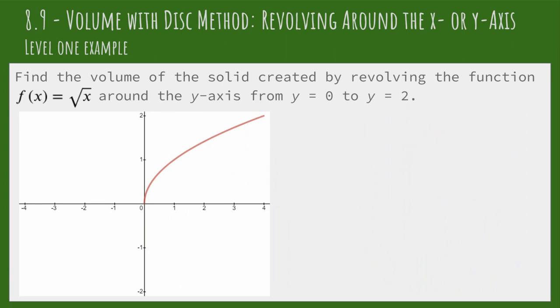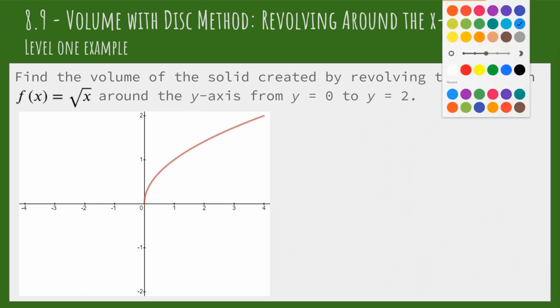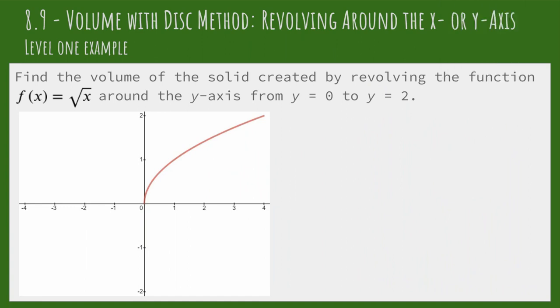In our second example, it looks like the same problem. The difference here is that we are revolving now around the y-axis, and we're going from y equals 0 to y equals 2. So we're actually looking at the same part of the function, because in the last one we went from 0 to 4 along the x-axis. Now we're going from 0 to 2 along the y-axis. So the solid that we're going to get here is what happens when we take this region right here and revolve it around the y-axis.